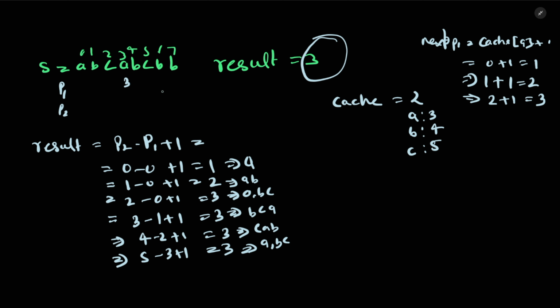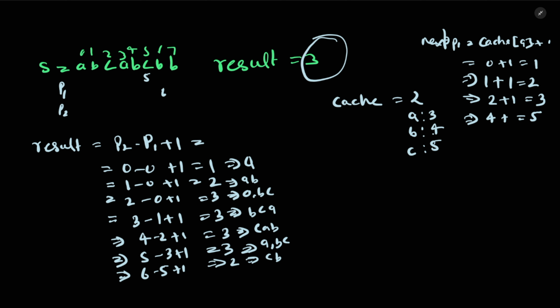Let's move this to next position, that is 6, and if we check, we have already seen the b. So what we will do, we will calculate the next position of p1, and how can we calculate that? We can get the previous position of b, that is 4 plus 1, so this is 5. So next position of p1, here you can see it's not moving one step, it's actually taking the previous position of the b. So p1 will go to the 5, and now we will calculate the substring, that will be 6 minus 5 plus 1, so this will give us 2, and this substring will be c and b.